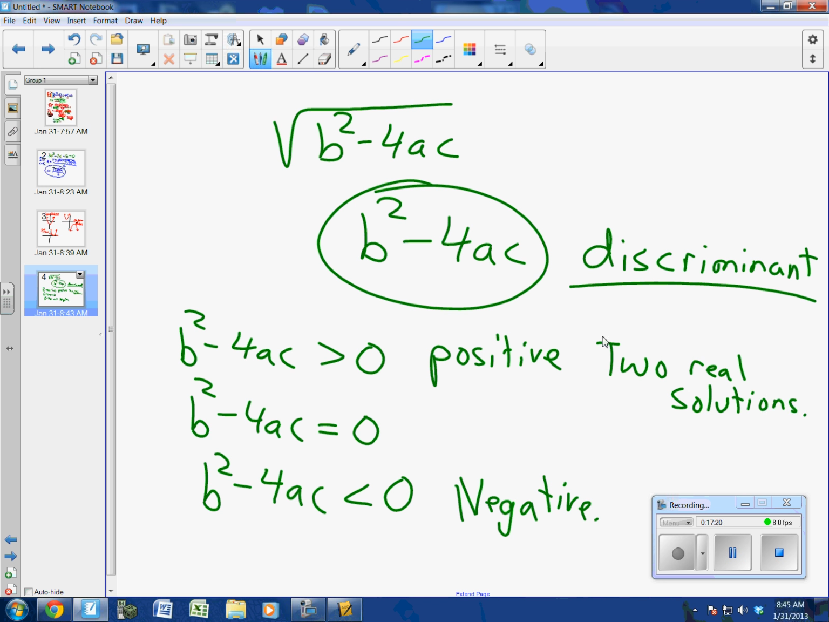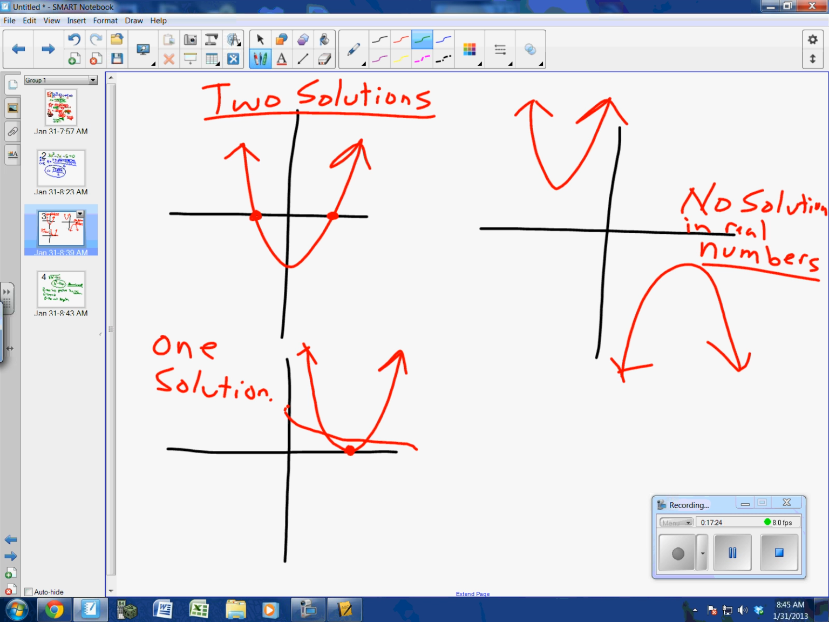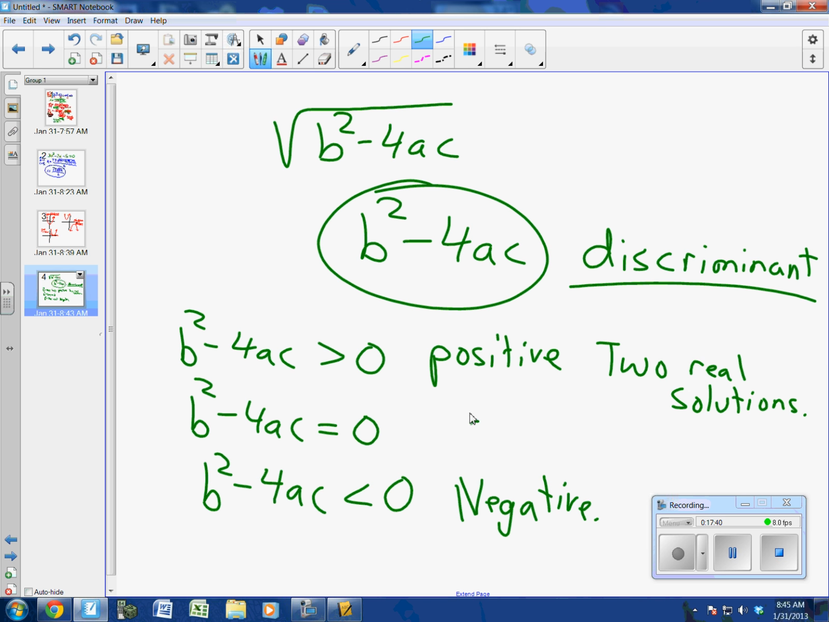And if we get 0, guess which one of these we're going to get? We're going to get 1 solution, because remember the plus or minus the square root of 0. Well, what is the square root of 0? 0. And so plus or minus 0 is not going to change the answer. How many answers are you going to get? 1. Okay? So there's 1 solution.